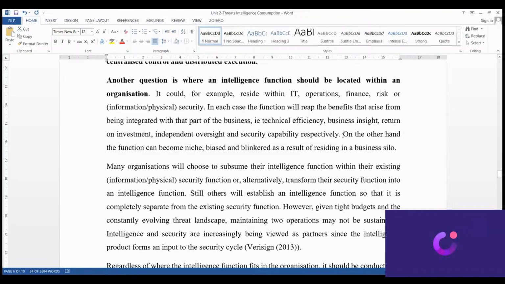On the other hand, the function can become niche, biased and blinkered as a result of residing in business silos.